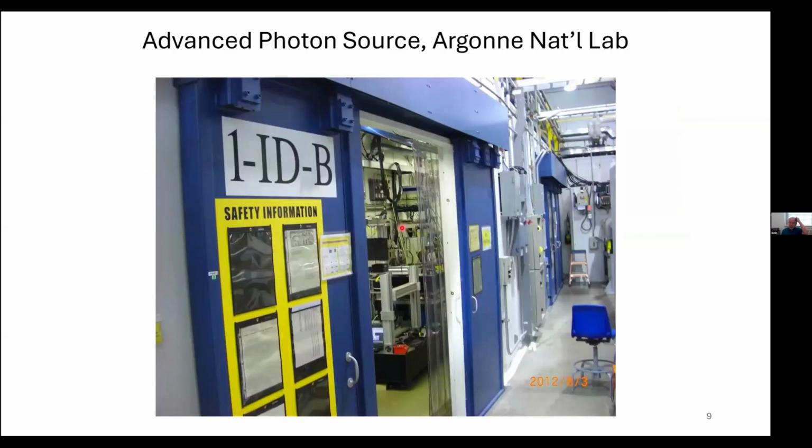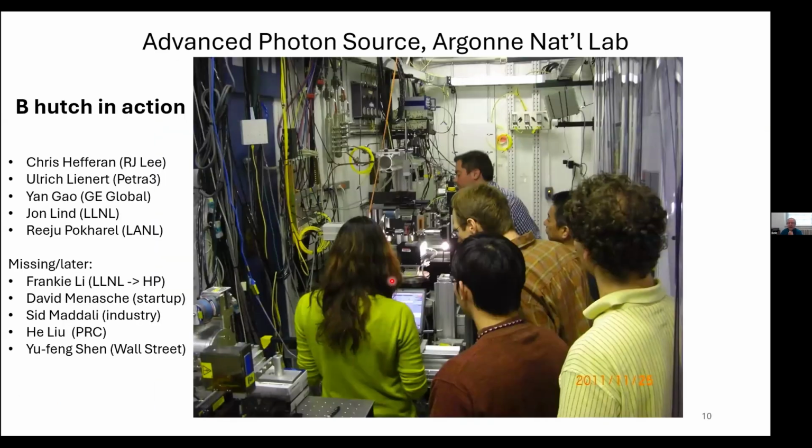So this all started at 1ID. Here's the door to the 1ID-B hutch, which is where we developed this stuff originally. And I'm going to show you some data from way back then. And here's a crowd of people squeezing inside of the hutch. Clearly, Chris Heffron back here is the one who's trying to do something up here in the sample area.